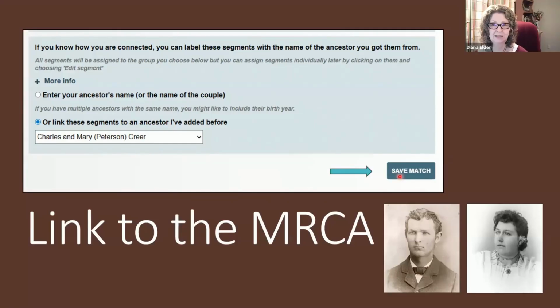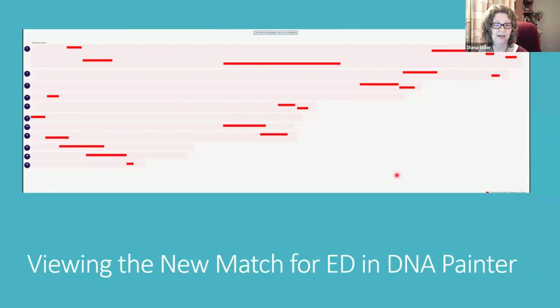And then you would save your match, and then you have the option to actually look at what your new match looks like. And so for my new match for Ed, you can see all the different segments that are now painted. A lot of these overlapped with other people on that same line, but some of them painted something new in my chromosome map.